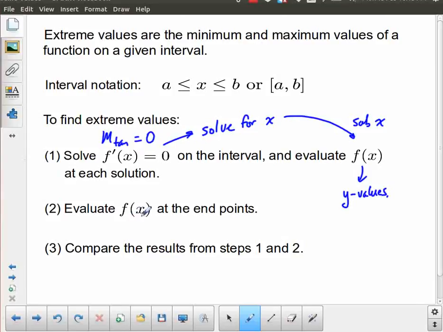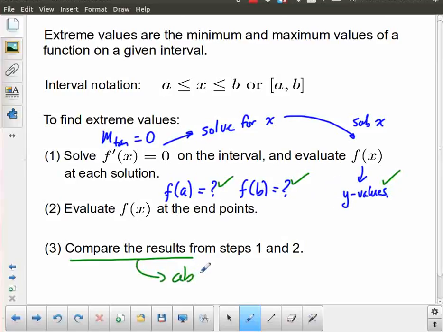Then evaluate f of x at the endpoints. Now if the endpoints are a and b, that means we're going to be finding f of a is equal to some value, f of b is equal to some value. So that's what we're finding out from there. As you can see, we have a whole bunch of y values. We found the y values from the local extrema, we found the y values from the endpoints, and now we are going to compare the results of all of these different values, and that's going to give us our absolute extrema.